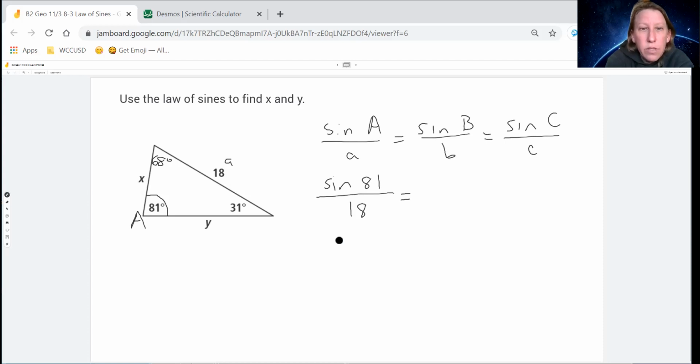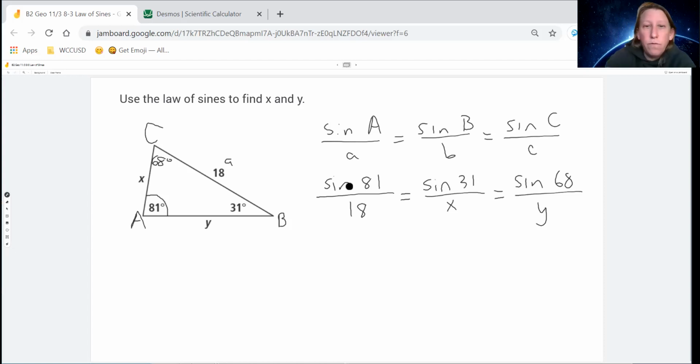And then I'm going to do the sine of, which one do you want to be? B. Let's call this one B. Sine of a 31-degree angle over X. And then we have the sine of, we're going to call this C, 68-degree angle over Y. All right, let's solve for X first, and then we'll solve for Y.